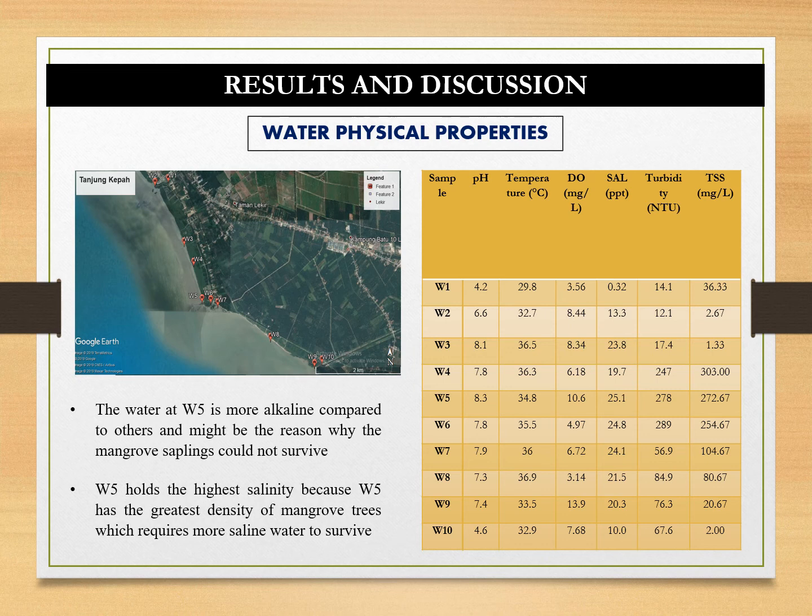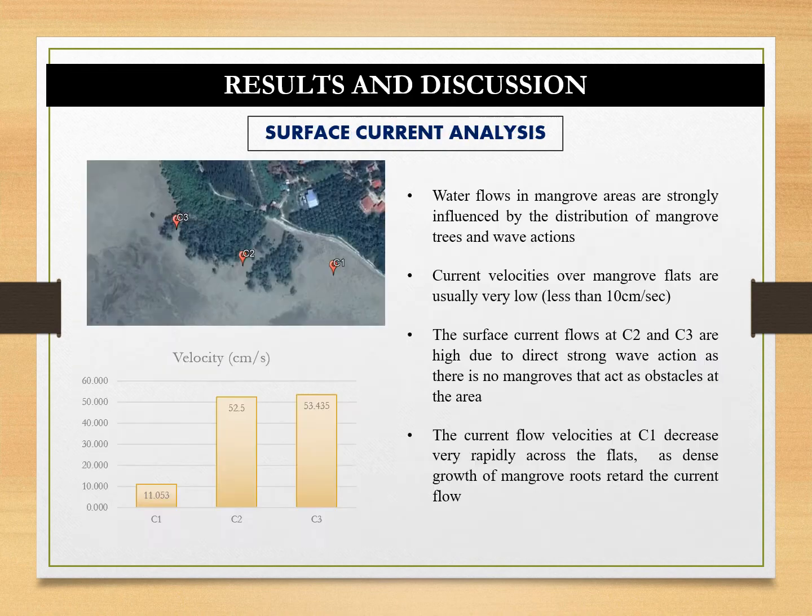And then W5 also holds the highest salinity because W5 has the highest density of mangrove trees, which requires more saline water to survive. W5 is where my study area is.